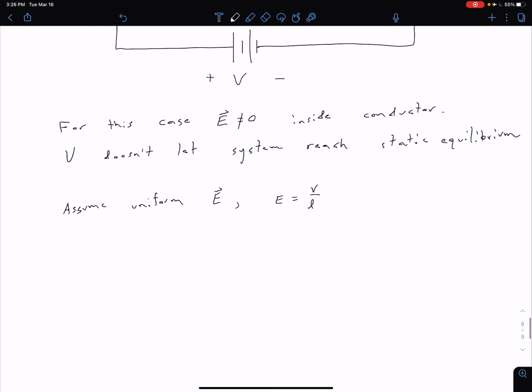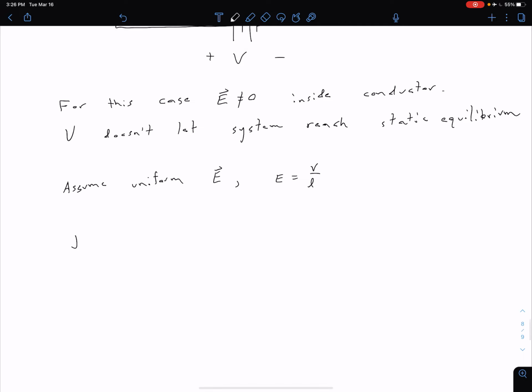Then we can use the point form of Ohm's law. Remember, the point form of Ohm's law was J equals sigma times E. So what we have then is our J, the current density, which is the current I divided by that cross-sectional area S, equal to sigma times V over L.